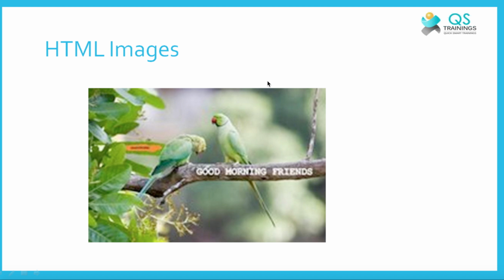Now what all can we do using HTML? Using HTML we can put images on our page. We can mix up text and images. As you can see here, we have certain text placed over the image. We can set the size of the image. We can give borders to the images. Everything can be done using HTML.